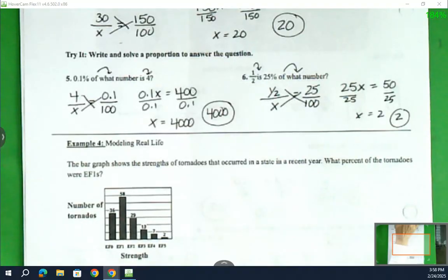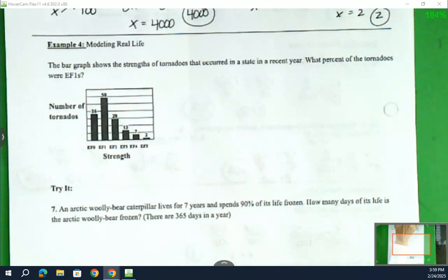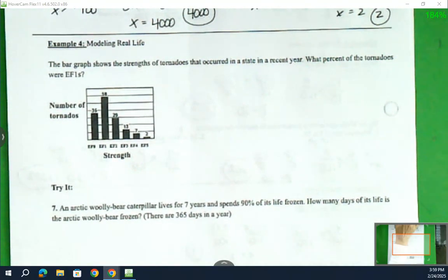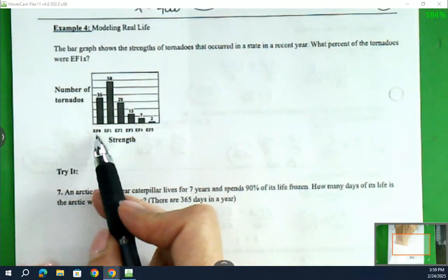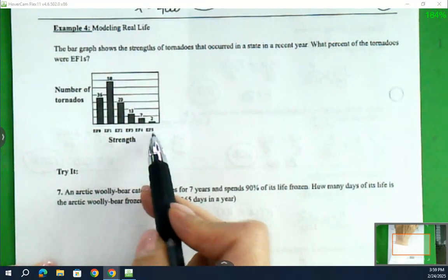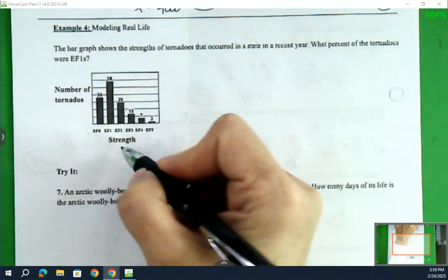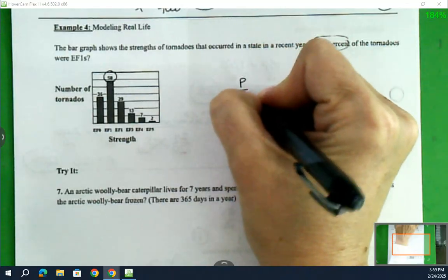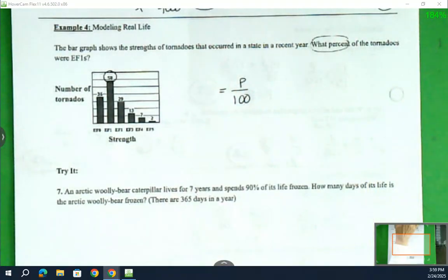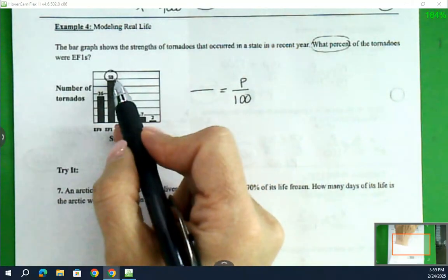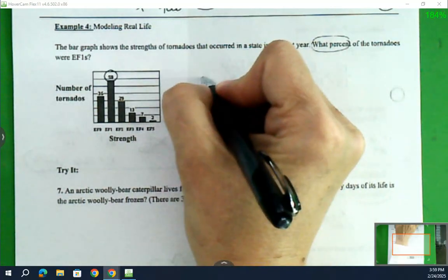Okay, in example 4, we have modeling real life. Here we have a bar graph that shows the strengths of tornadoes that occurred in a state in a recent year. What percent of the tornadoes were EF1s? So we have here, it looks like EF0 all the way to EF5s. And we are specifically looking at the percentage of tornadoes that are EF1s. So we see that there are 58. And since we're solving for percent, we know in our proportion, we're going to have P over 100. That's what we don't know. And we know that our part, or what it is we're looking for, is the 58.